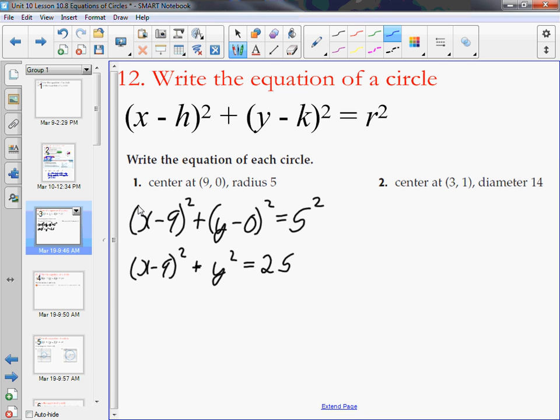Number 2. Once again, we use x minus h quantity squared plus y minus k quantity squared equals r squared. Hey, they didn't give us the radius this time. What's the radius? 7. Now we have everything we need. So, x minus 3 quantity squared plus y minus 1 quantity squared equals 7 squared.